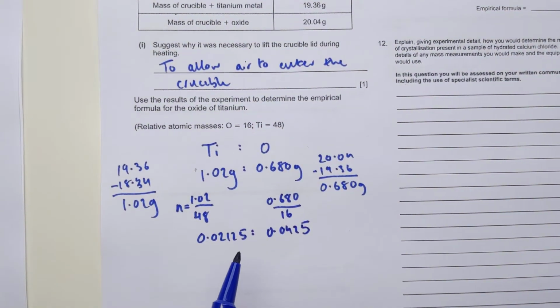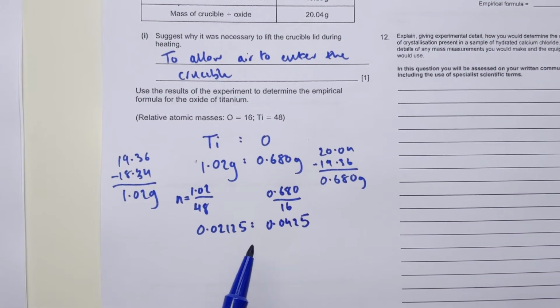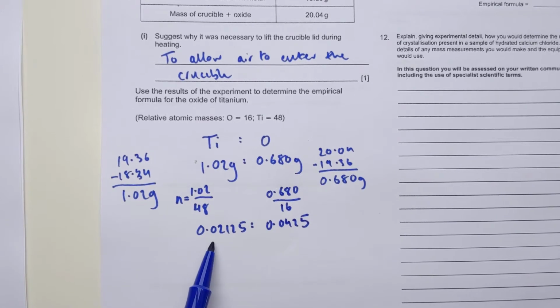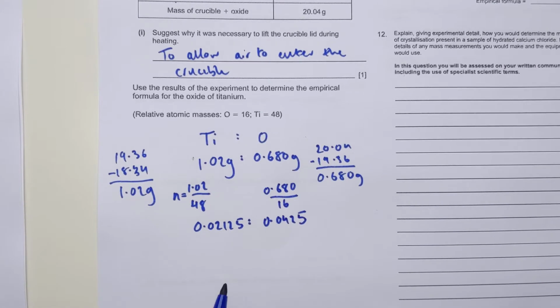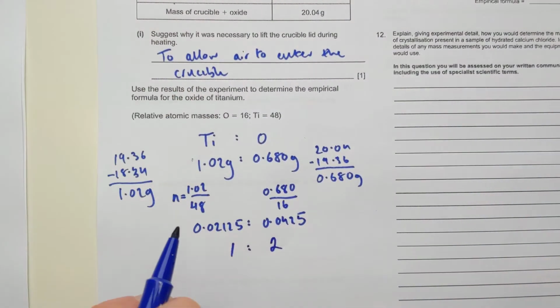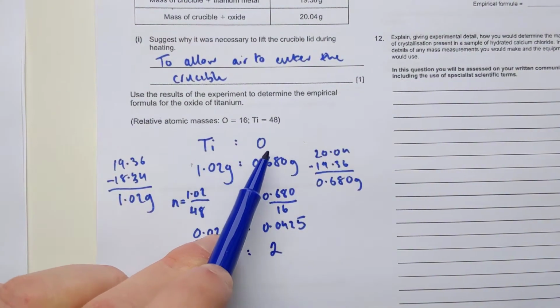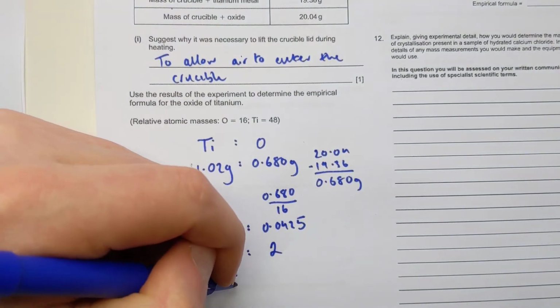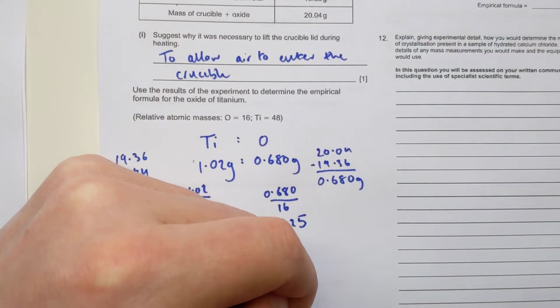So again, you might spot the ratio just by looking at it, but if you're in doubt, remember always divide by the smaller bit of the ratio, which is this one, 0.02. If you divide them both by that number, you actually get a 1 to 2 ratio. And that means for every 1 titanium, there are 2 oxygens, therefore the formula becomes TiO2, which is your answer.